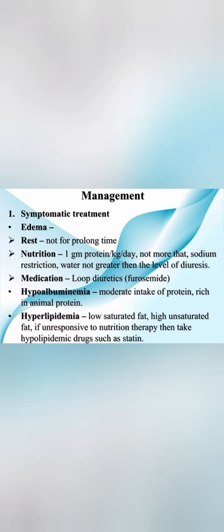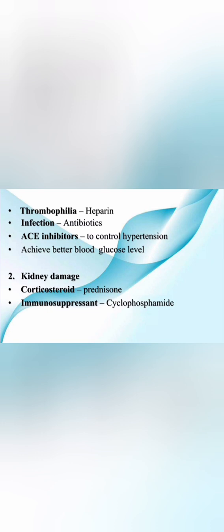If there is no response to the nutrition therapy, we have to provide medication. Next, for thrombophilia, here we are giving heparin, and then we have to provide ACE inhibitors for controlling the hypertension, achieving a better glucose level, and to prevent kidney damage. We have to provide corticosteroid, especially we are giving prednisolone.